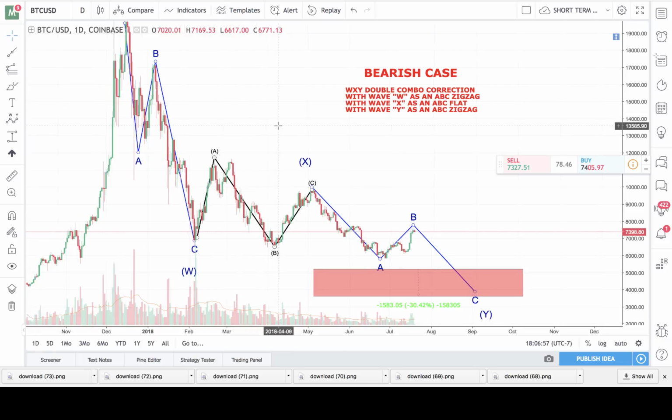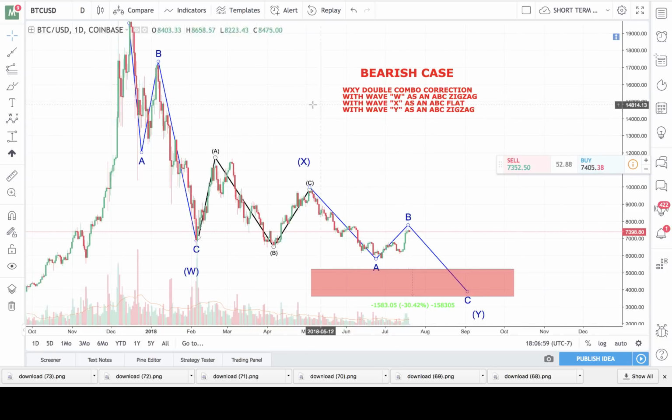So I have the current bearish case as a WXY double combo correction. Wave W being an ABC, the X wave being a flat, an ABC flat correction, and then our current C wave, or our current Y wave, which is what we're working on, being an ABC correction. So in my prior video, I said I wouldn't expect us to go below $5,200 before a big bounce, and we stopped at $5,800, and we're getting our big bounce now.